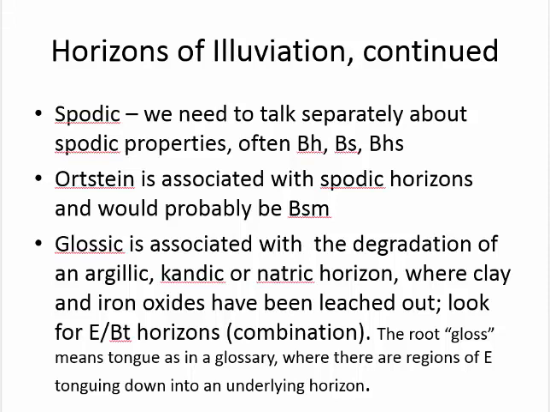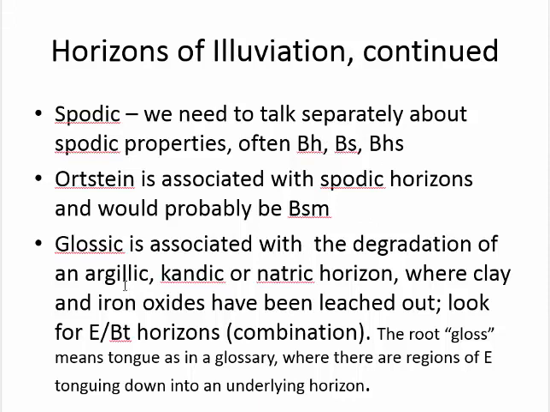Here are some more horizons of alluviation. We have spodic horizons, and we need to talk separately about spodic properties because that's pretty gnarly chemical stuff. But spodic horizons morphologically are often indicated by a BH, BAS, or BHS horizon. H is alluvial humus, S is alluvial sesquioxides. Ortstein is something that would often be associated with spodic horizons and would probably be indicated morphologically as a BSM. So there's a little cemented thin layer that is probably similar chemically, but it's really hard compared to these other things.